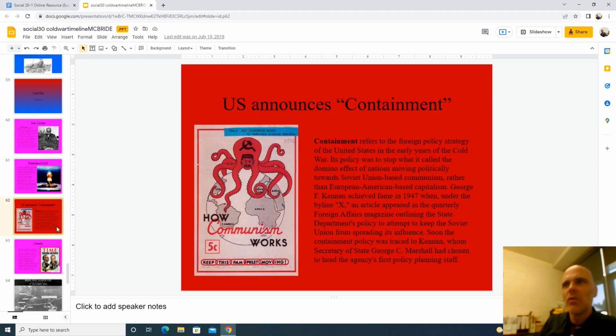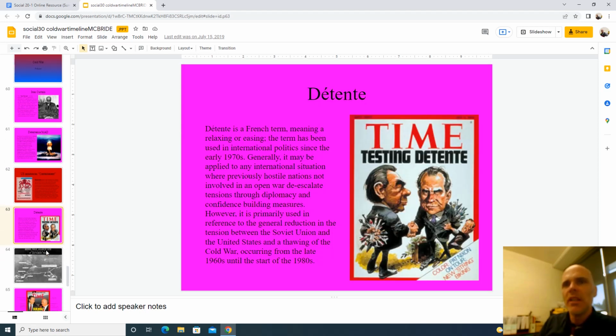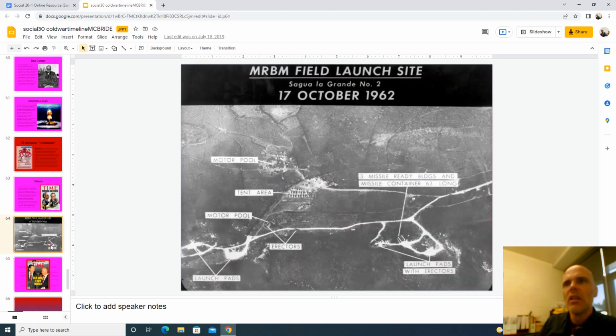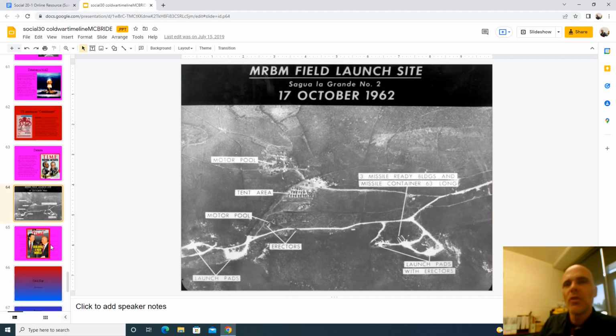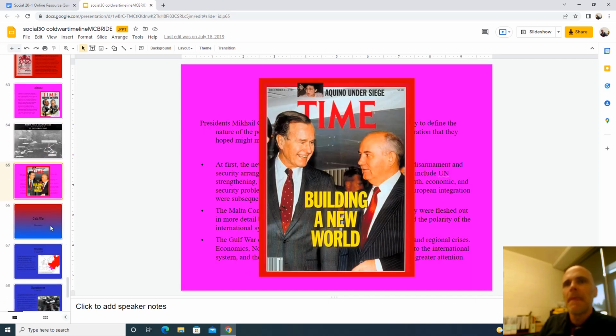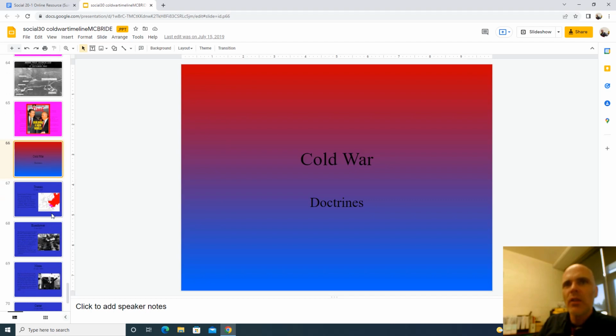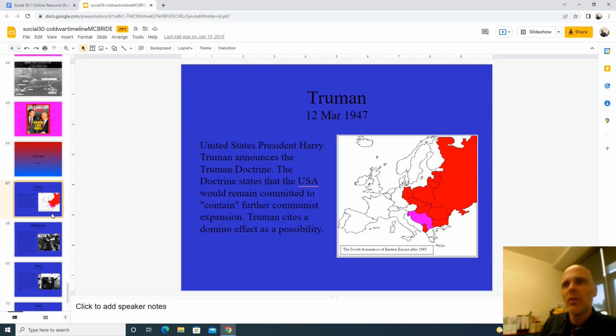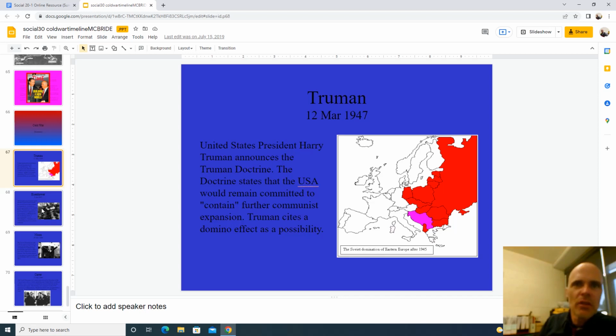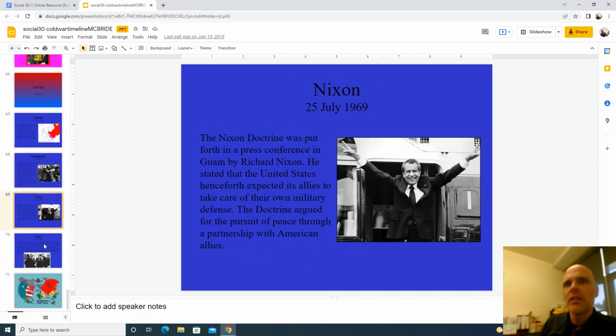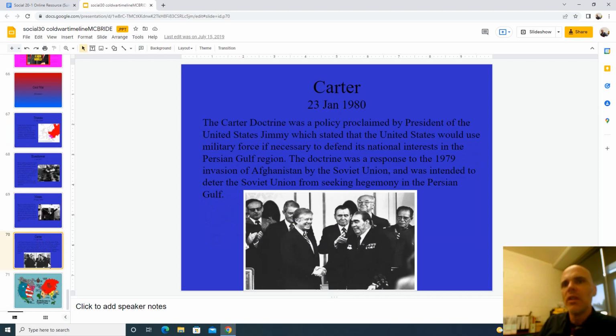We've talked about containment and the Truman Doctrine, trying to contain the spread of communism. We talked about détente, the relaxation of tension. Here's just a map showing those missiles in Cuba. Some Cold War doctrines: the main one's the Truman Doctrine, created with the idea of containment. Other presidents had doctrines too, like Eisenhower and Nixon and Carter. We don't need to learn the content in that much detail. So that, my friends, is a bit longer look at the Cold War.